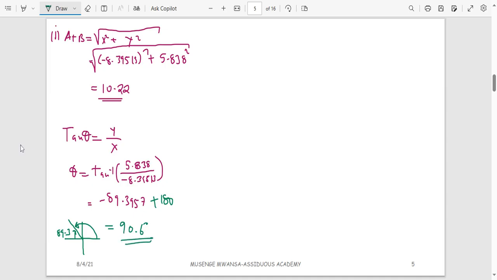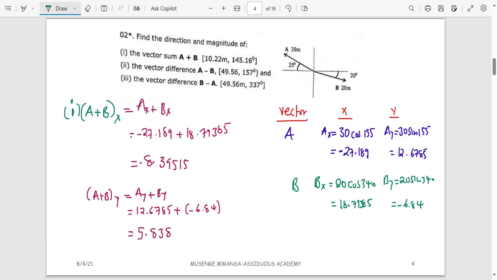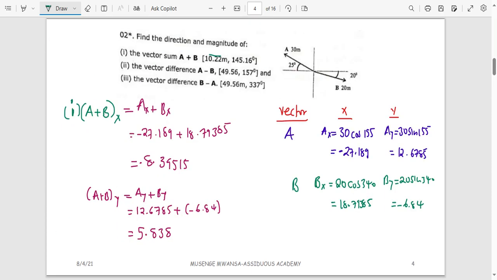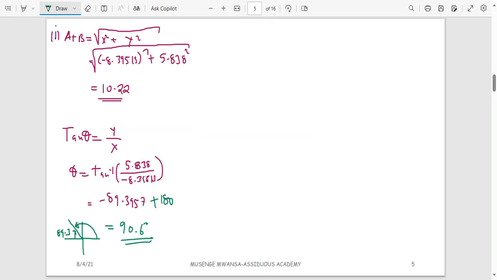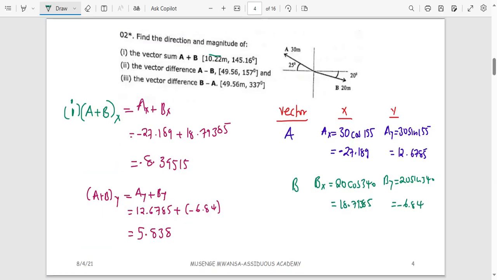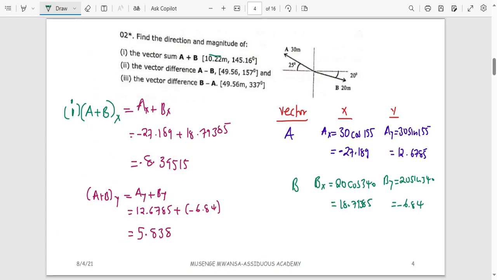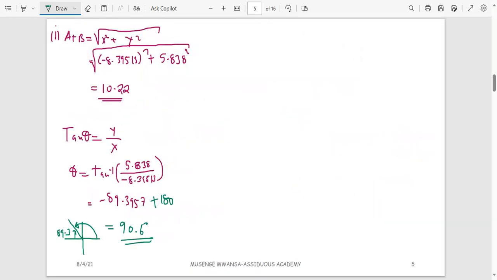So let's confirm if this is correct. You can see the magnitude is 10.22. Yes. The angle is supposed to be 145.16. So what is wrong with this angle? There is nothing wrong with the method, so that should just be an error there, unless I've gotten a wrong y value. It's 5.838, the x value is negative 8. Let me punch again, and if it is still the same, then it is just a typing error for the question.